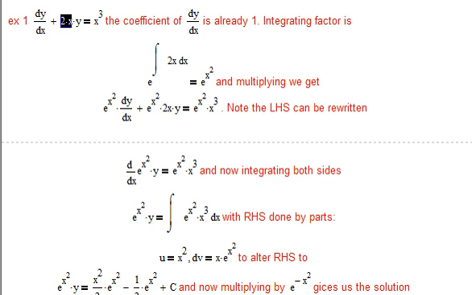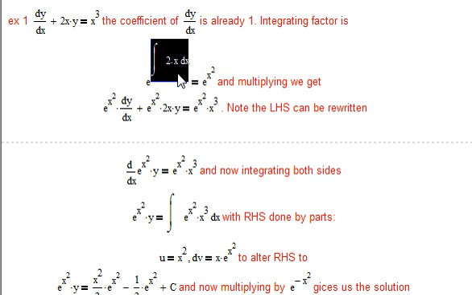So then we need to find the integrating factor, which is e to the integral of p of x dx, so e to the integral 2x dx. Integrating 2x, you should see that one pretty easily. That's just x squared. So our integrating factor is e to the x squared. And then we multiply both sides by e to the x squared.